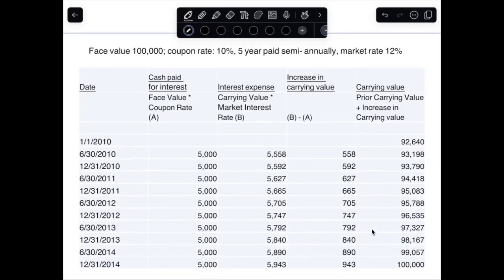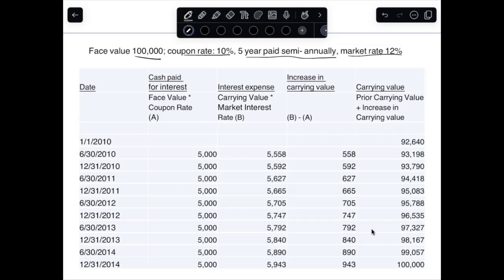Here is an amortization sheet. You can see the face value is 100,000. The coupon rate, the bond rate, is 10%, 5 years paid semi-annually. Market rate is 6%. So the market rate is more than the coupon rate. So to compensate the investors, the bonds have to be issued at a discount.